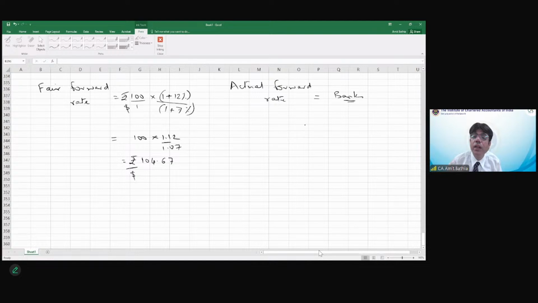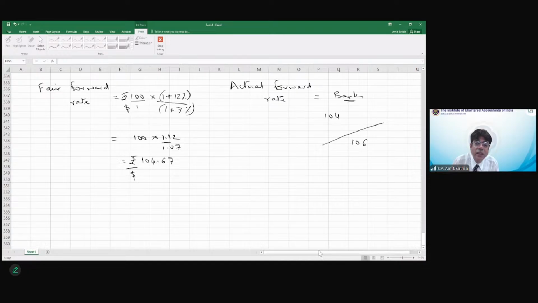Now say the actual forward rate you are getting, you have computed this as chartered accountants for our client or customer, because we are working with the entity. This is the fair forward rate. Now the actual forward rate which the bank is giving you is, say, 104 or say 106. I have taken two examples. So what happens when there is 104 and what happens when there is 106? The question is, is there a possibility of an arbitrage opportunity?